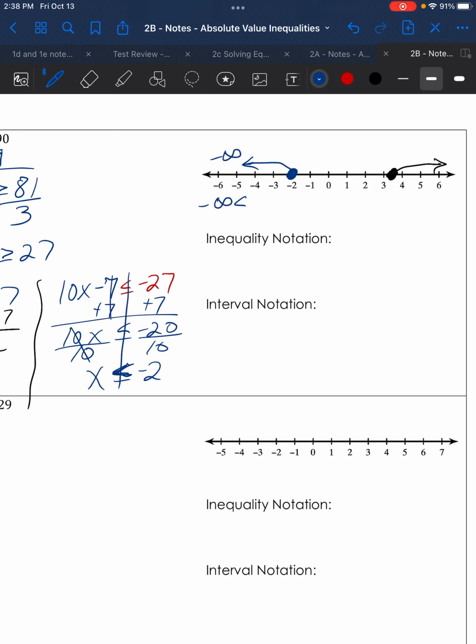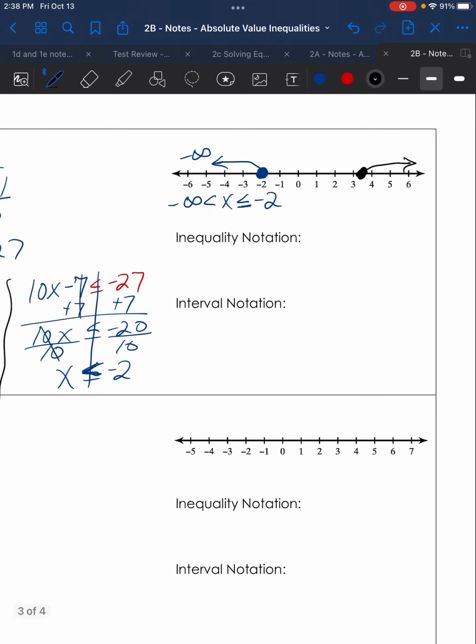So our inequality notation for this is negative infinity is less than x, that's the smallest number, which is less than or equal to, because it's equal to negative 2. And then for the line on the right, that's 17/5. So 17/5 is the smallest number, so it's less than or equal to x, which is less than, and that's going to go to the right forever to infinity. So those are inequality notation.